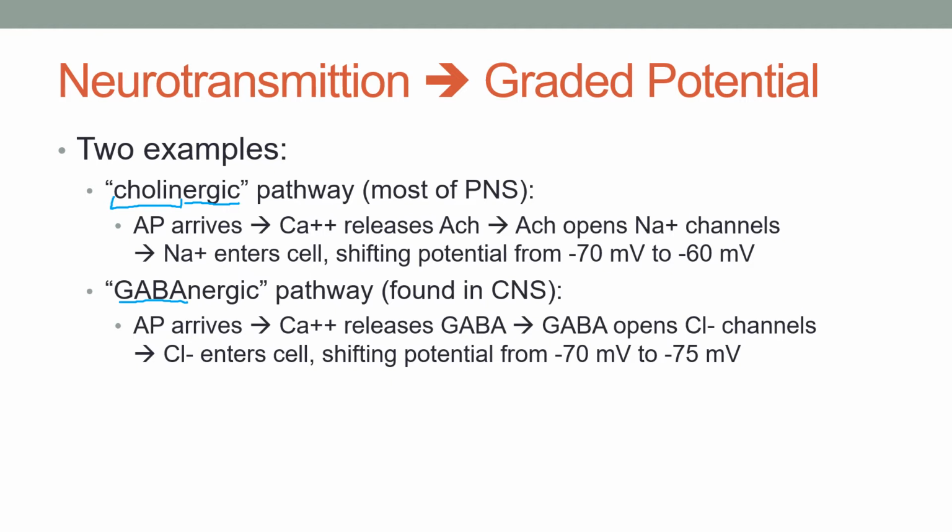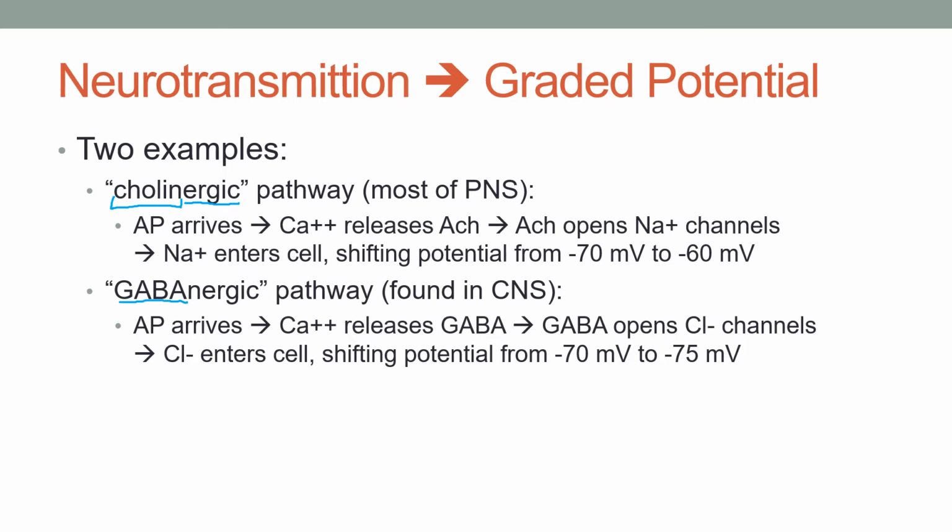So the action potential arrives, calcium releases acetylcholine, acetylcholine opens sodium channels, sodium enters the cell, and let's say it shifts the potential from -70 to -60 millivolts. So we're now that much closer to threshold. It won't be quite so high, it'll be more like -65 by the time it diffuses all the way over to the axon hillock, but we're still that much closer to threshold.